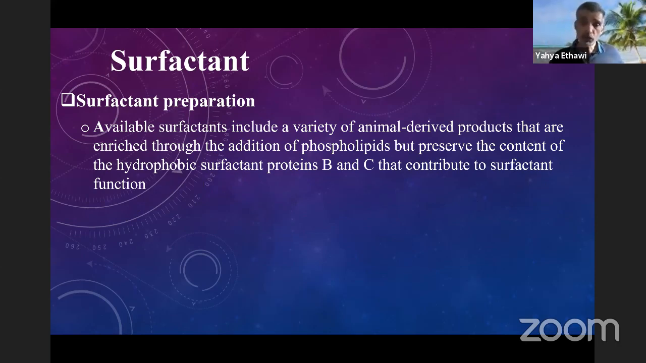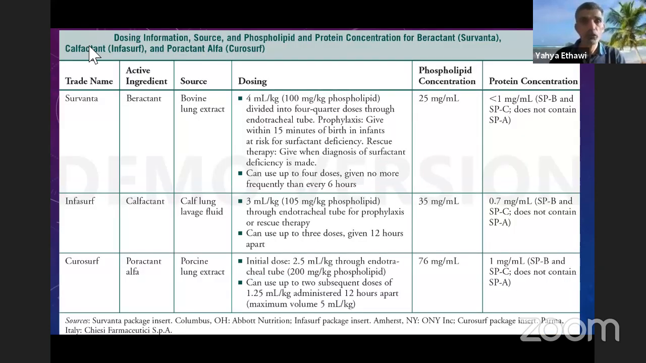There are a variety of types of surfactant prepared from animals, from cows, from pigs. And there's also synthetic, which is a combination of phospholipid and protein B and C. I'm not going into detail because we have a presentation about surfactant. So these are types of surfactant. Bless of Canada is not mentioned here, but we have Survanta, which is Beractant, and Infasurf, which is Calfactant, and Curosurf, which is Poractant.